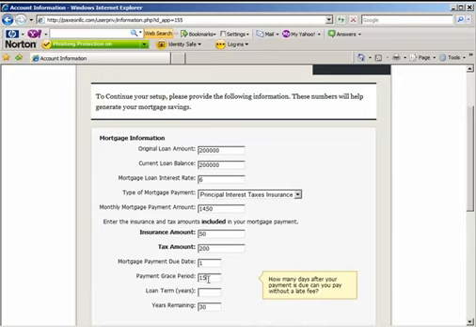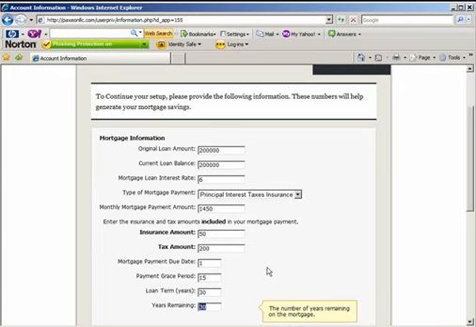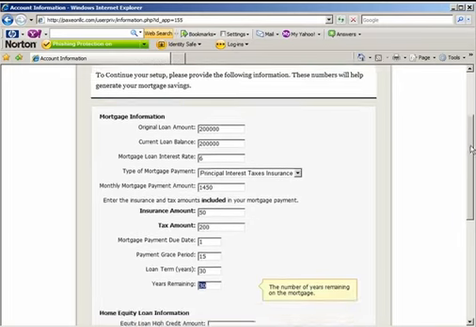If you're unsure of what it is, take a look at your payment coupon, and you'll be able to see what your grace period time is. Okay, the original loan term is 30 years. Again, it's a brand new loan, and 30 years remaining.